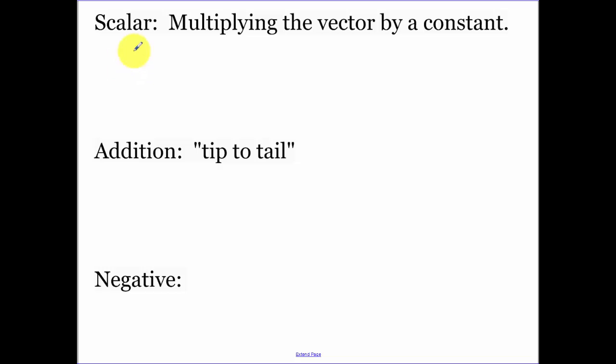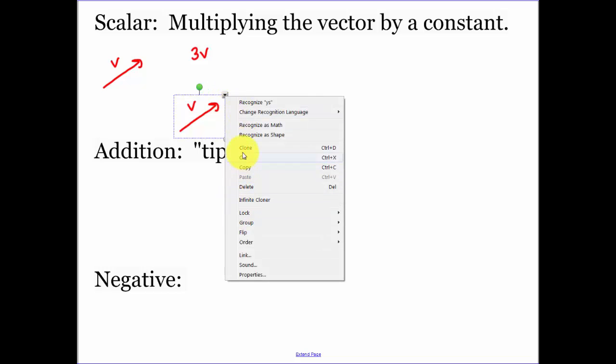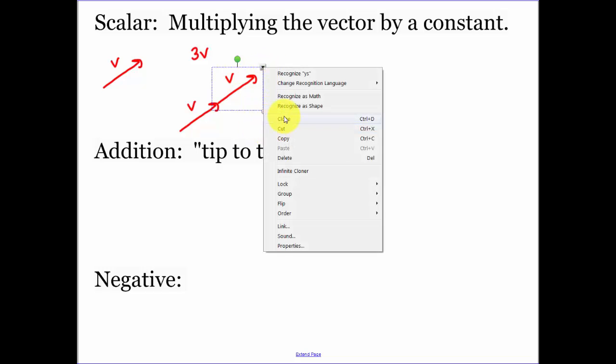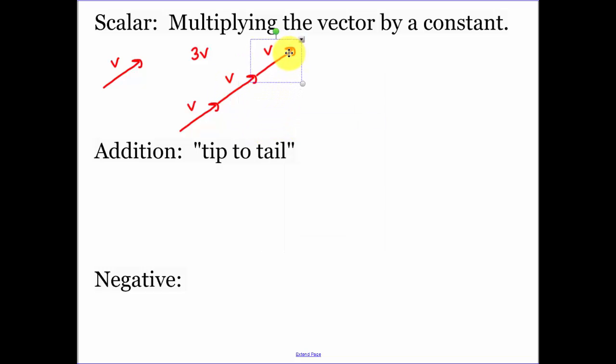Multiplying by a scalar is multiplying a vector by a constant. So we have some vector, for some reason we always like v. If I want to do 3v, basically I'm going to take this vector v, I'm going to clone that guy, so same length, same direction, but I'm going to copy it 3 times. Same length, same direction. Now this vector is now the length of 3v.